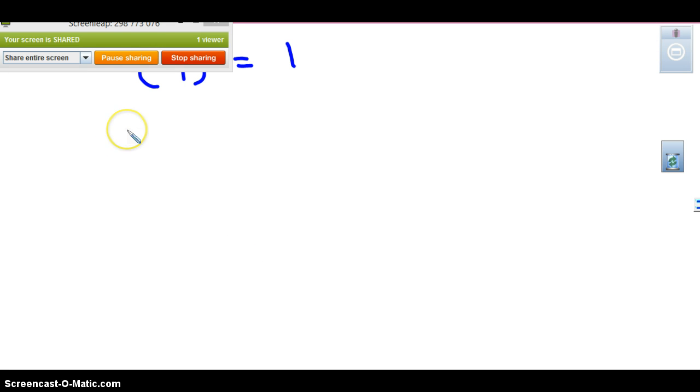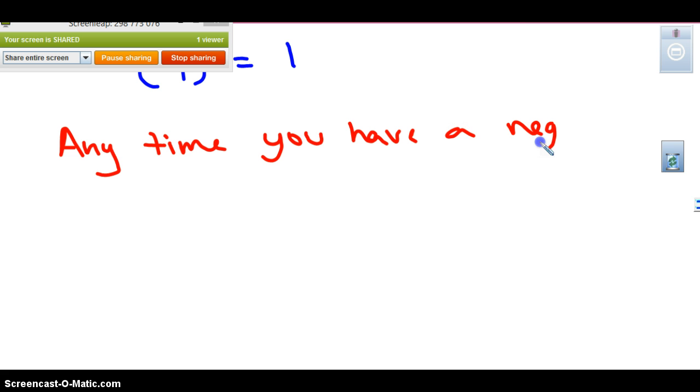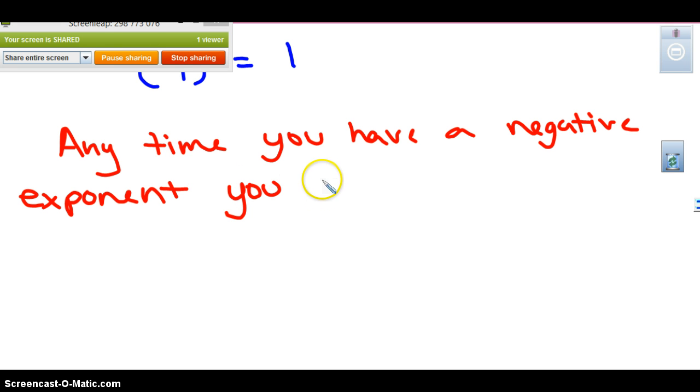Okay. You're on the right track. Can you repeat it a little bit louder? Anytime you have a negative exponent, you change it into a fraction. So you're saying you're putting it in the denominator. Okay. So anytime you have a negative exponent, you put it in the denominator.